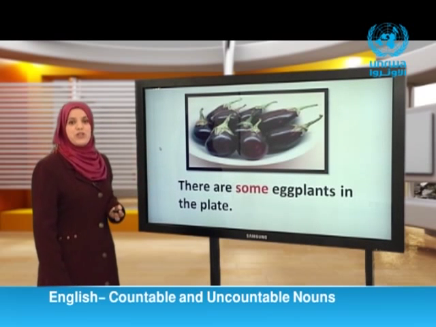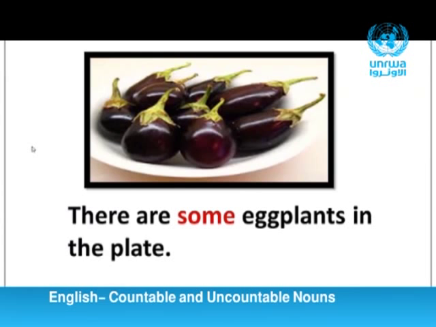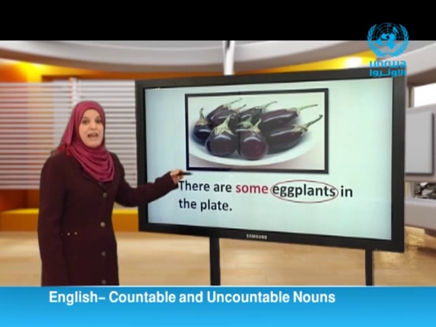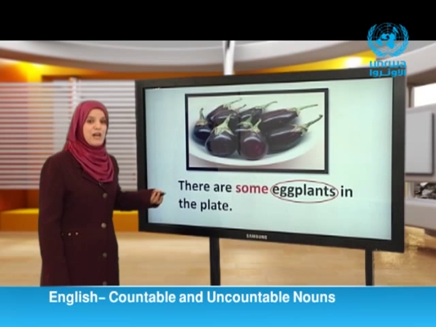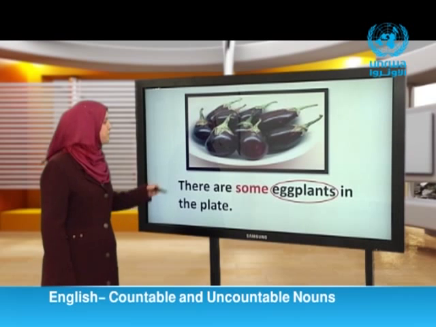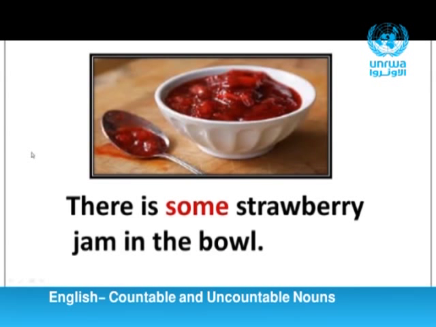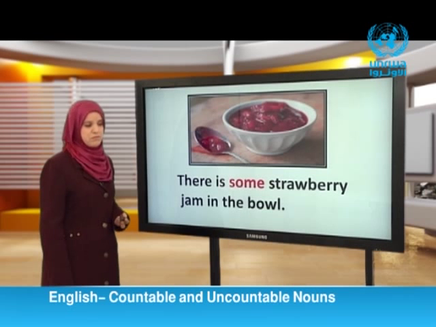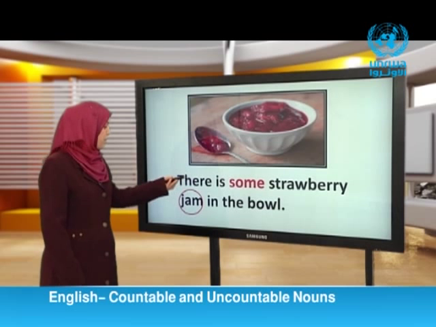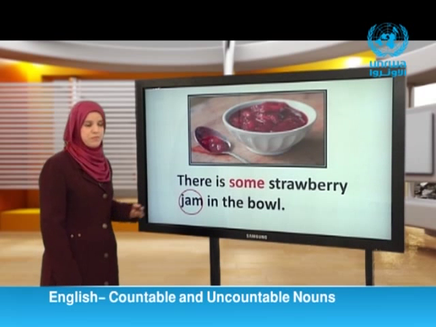Now look at this picture. There are some eggplants in the plate. The noun eggplants is countable. So we use some with countable nouns. There is some strawberry jam in the bowl. Jam is uncountable, and we can use some with uncountable nouns too.